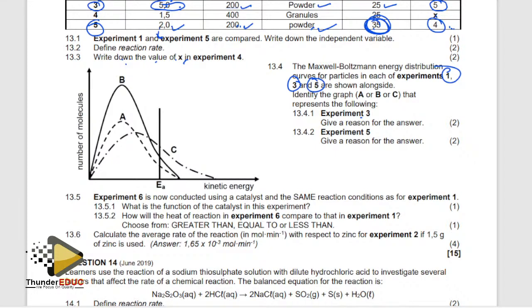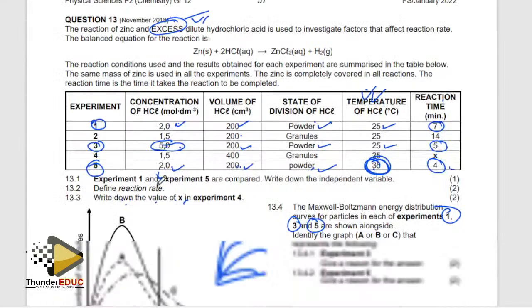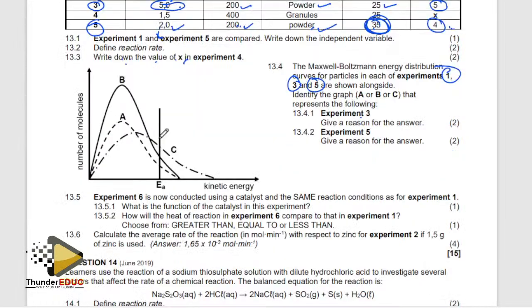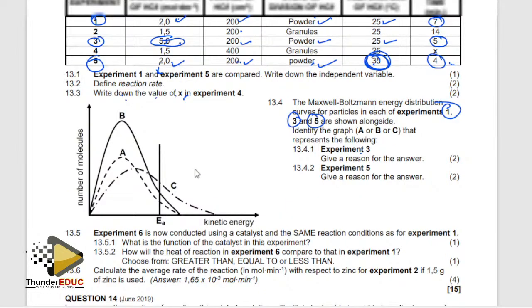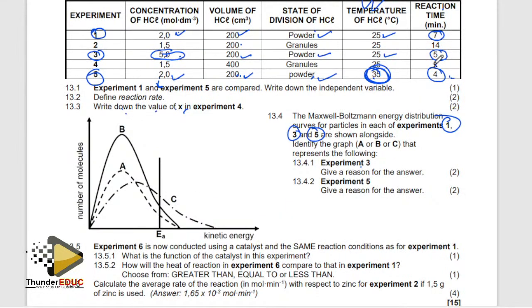So if you look at these questions, you'll see that experiment 3, you have this, you have this, and you have this. So automatically this shows that experiment 3 is C, is graph C. Why? Because it's just normal. It's not as fast as this and not as slow as this. So automatically C becomes experiment 3.